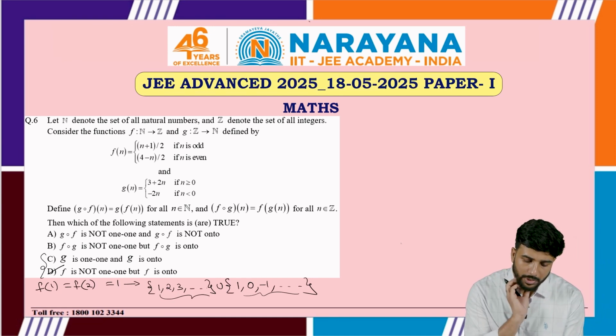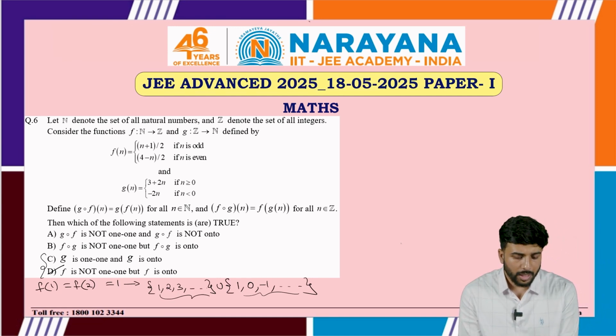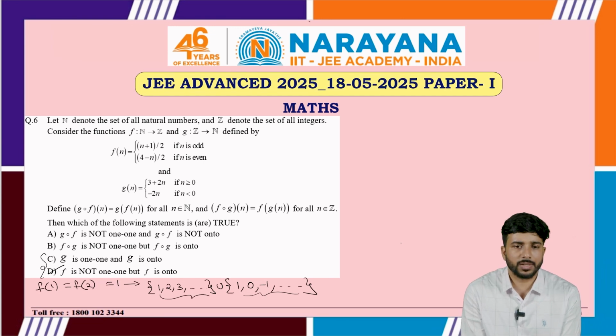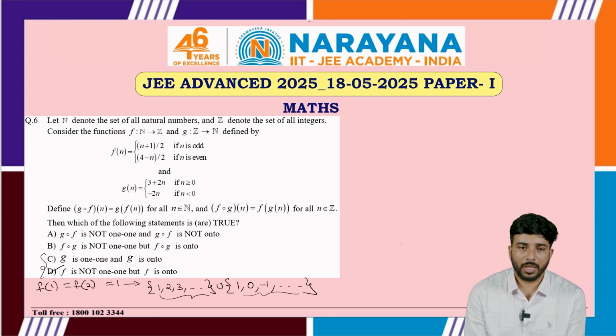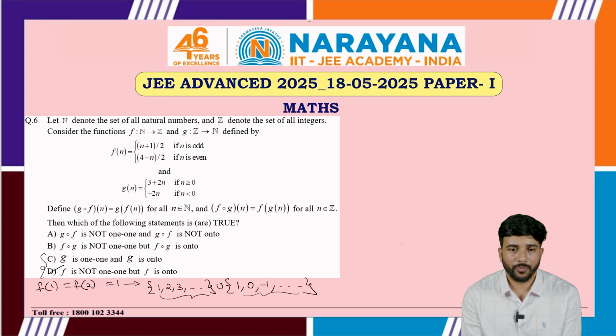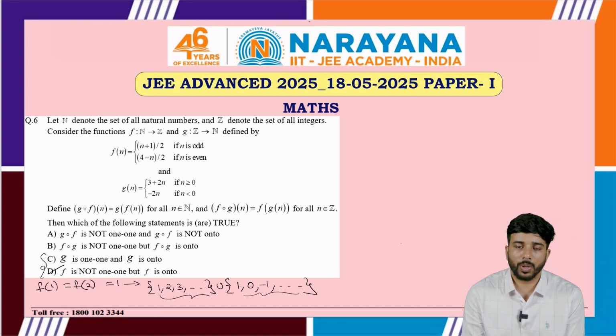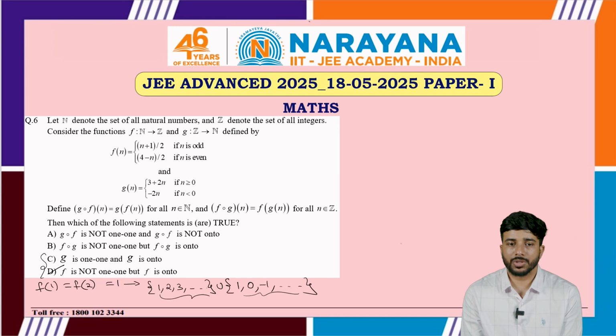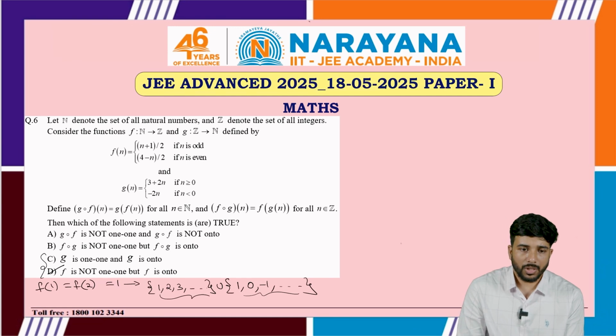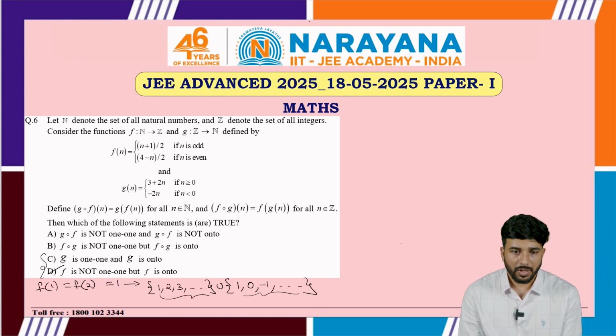Coming to C option, g(n) is 3+2n if n is greater than or equal to 0, and −2n if n is less than 0. When n is less than 0, can −2n1 be equal to −2n2? It can't be possible. And when n is greater than or equal to 0, 3+2n1 equal to 3+2n2 can't be possible. Can these two numbers be equal? For n less than 0, I get some −2n1, and for n greater than or equal to 0, some 3+2n2. It can't be equal because one is an odd number and the other one is an even number. So g(n) is always a 1-1 function.